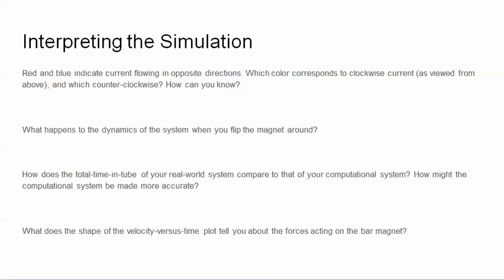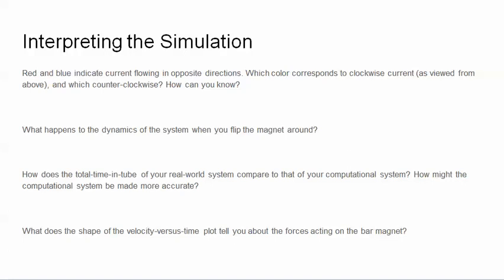What does the shape of the velocity versus time plot tell you about the forces acting on the bar magnet? The shape of the plot shows that the magnetic field generated by the tube is strong enough to stop the magnet from accelerating as it falls, right up until it gets to the end of the tube. There were also some what-if questions we were asked to answer.